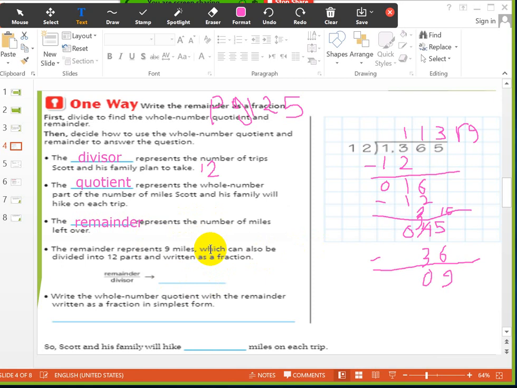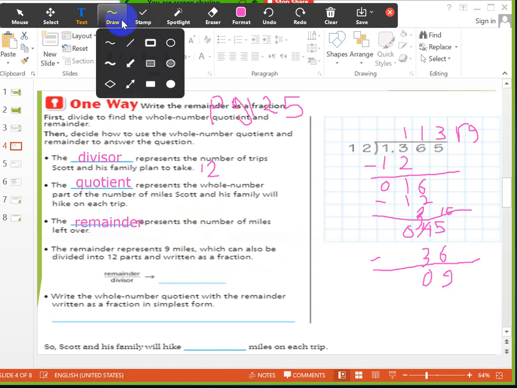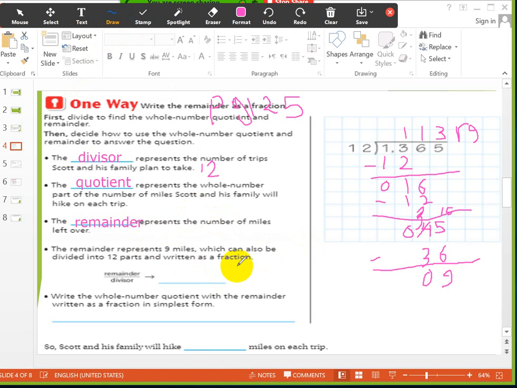So to write in the division problem, to write the remainder, the number of miles that will be left over in this trip, look, you have to write this sentence. The remainder represents 9 miles, which can also be divided into 12 parts and written as a fraction.